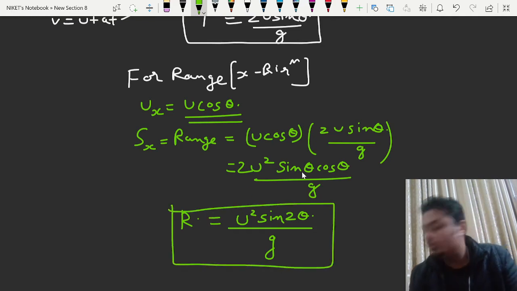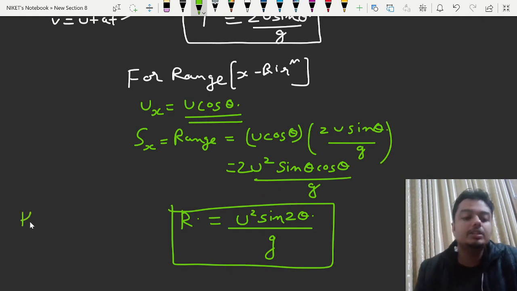Similarly, we can also find out the maximum height by analyzing the y direction, and its formula comes as u square sin square theta by 2g.